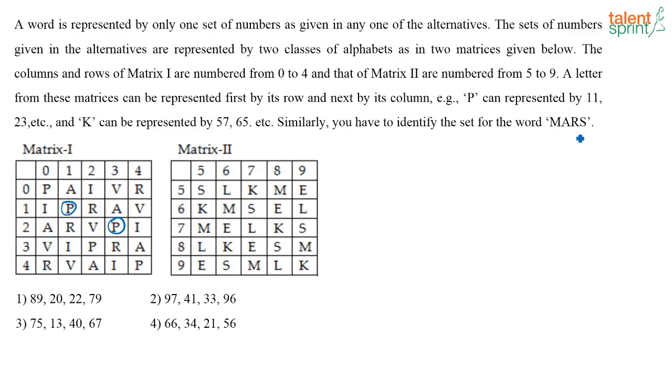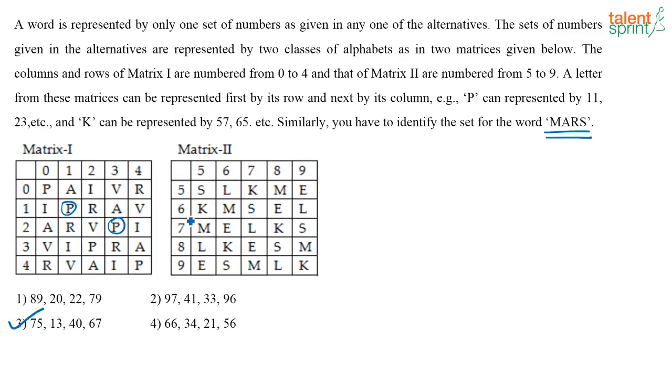Like that you have to find the set of numbers for the word MARS. So in this question you have to check with the options, which option satisfies. So you have to do trial and error here. There is again no specific method that you can follow. So if you check, what do you get the answer as? Mars. I think the correct answer is option 3.